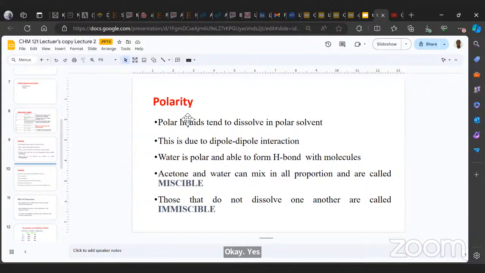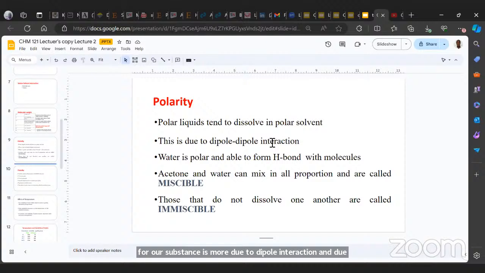So I repeat myself, polar liquids like water would want to dissolve polar substances, more due to dipole interaction and due to hydrogen bonding. In dipole interaction, looking at it here, you see that the hydrogen goes to one side, the oxygen goes to one side. There's a pull of the bond.